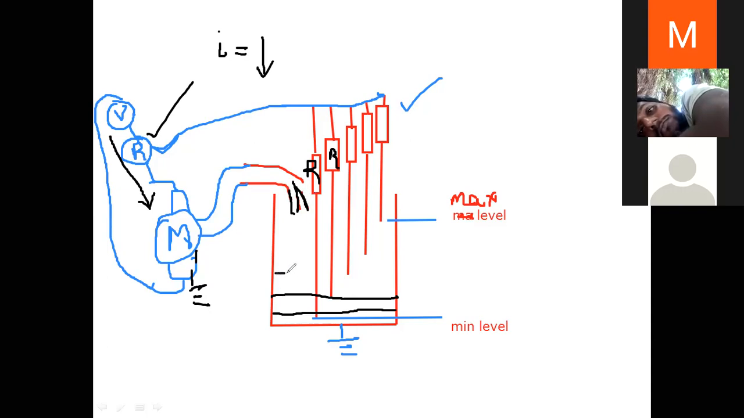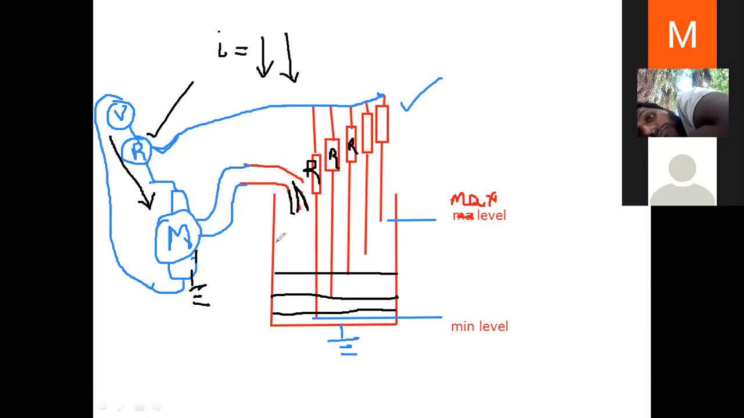Now water is pouring into the tank, and this is the level obtained. So R plus R plus R, 3R, is added to this network. So I reduces much more. When current reduces much more, what will happen? Flux linkage reduces much more. So the motor will rotate with low speed and water flow reduces.